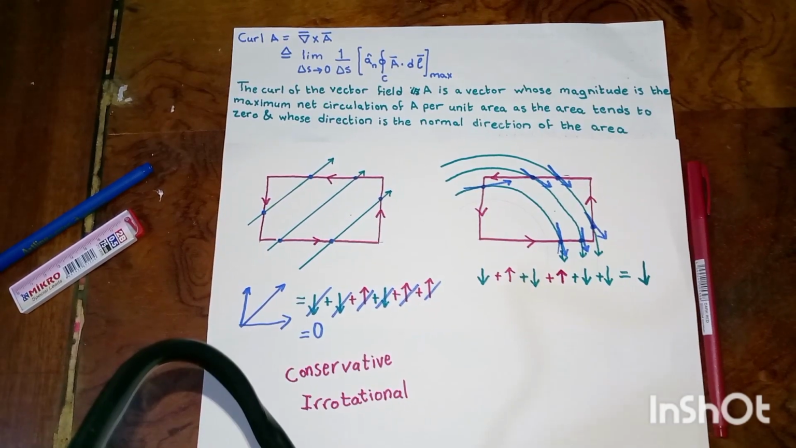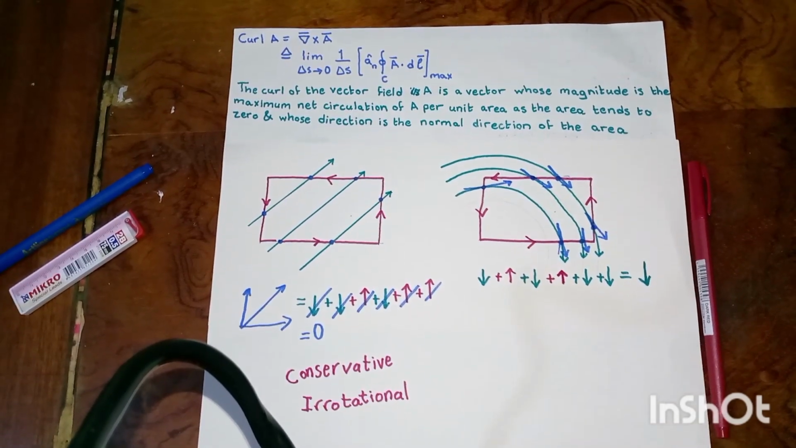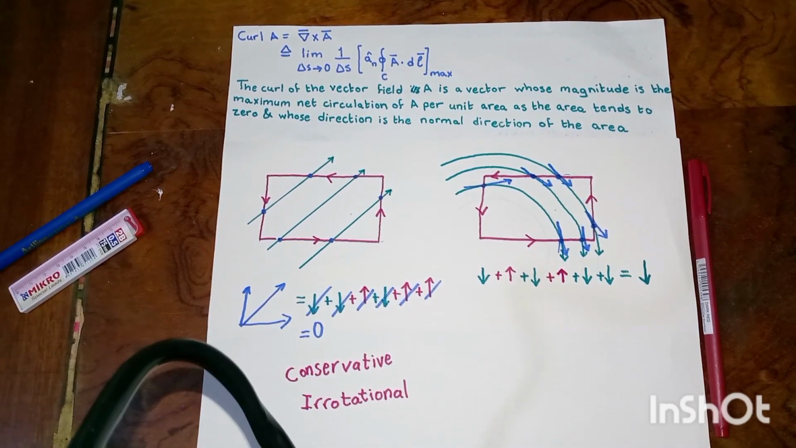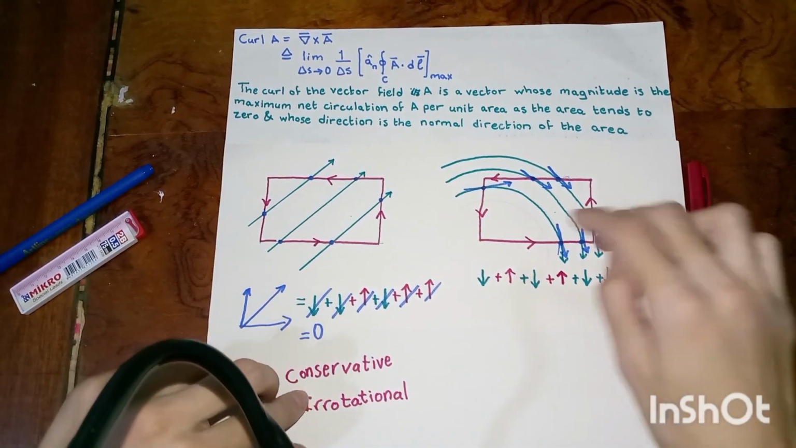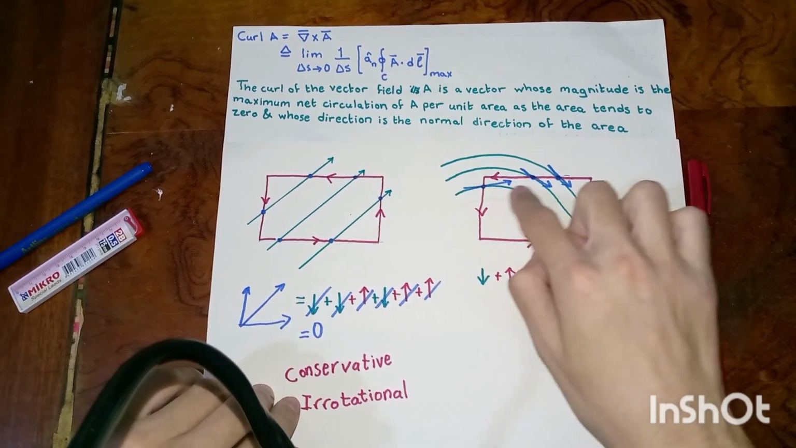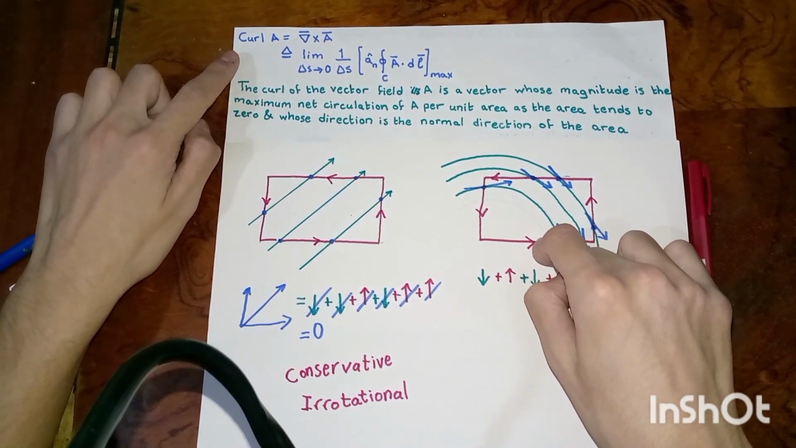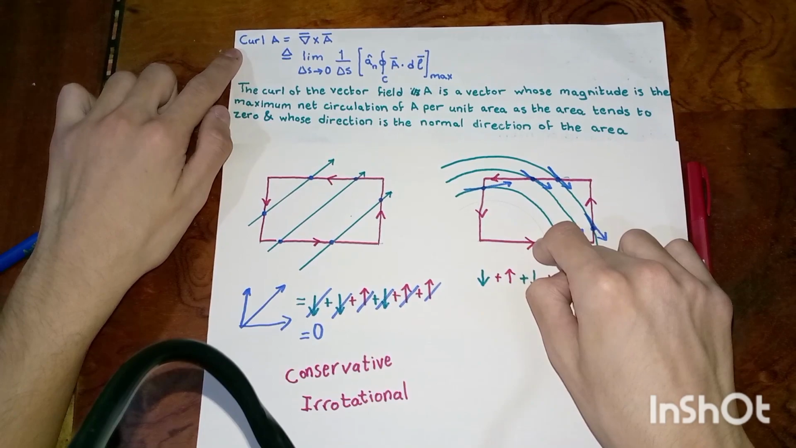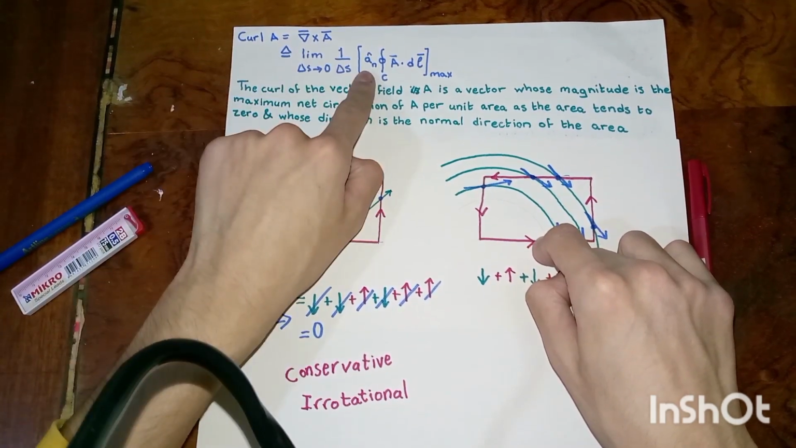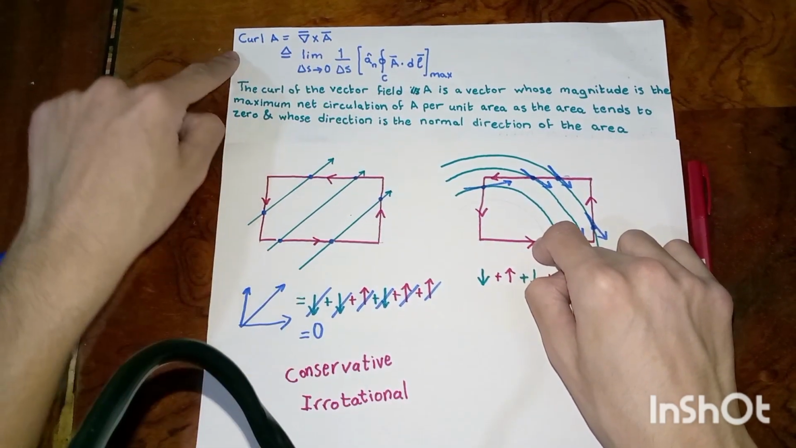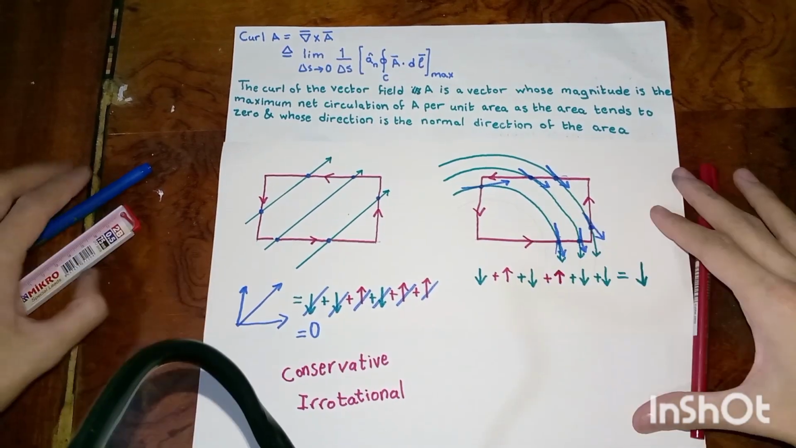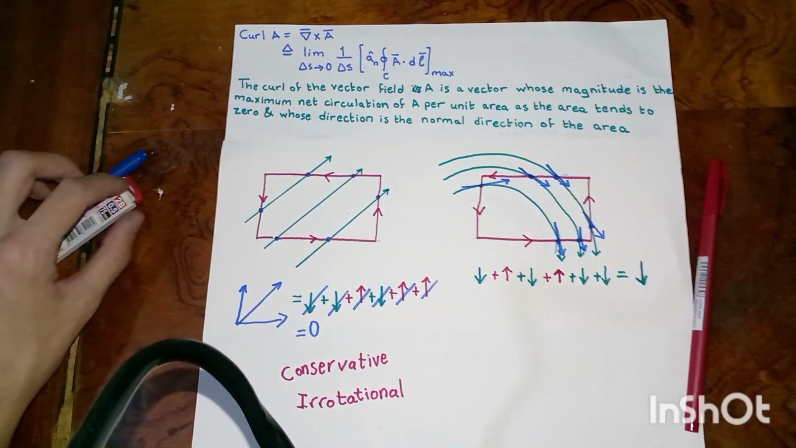It's telling us about the vector field if it's making a vortex. If this vector field is making a vortex or it's circulating around some point in space, we will have a curl. And the direction of the curl is telling us about the direction of the rotation.